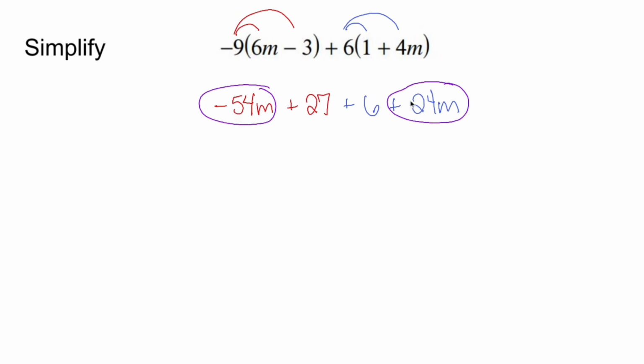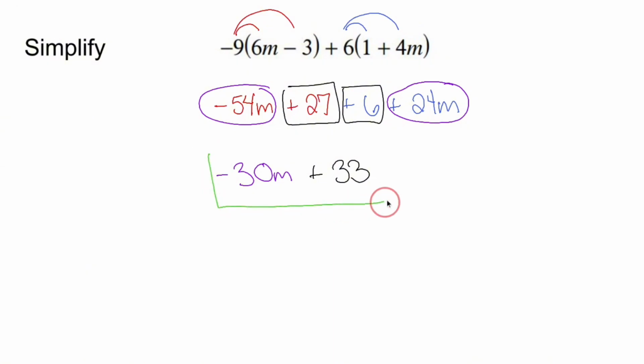-54m plus 24m is -30m. Okay, -54 plus 24 is -30. M comes along for the ride. What do we have left over? 27 plus 6, which is 33. Now you take a look at what you have remaining, and since one of them has an m and the other one doesn't, these guys can't combine, which means this guy right here is your answer. So -30m plus 33, that's it.